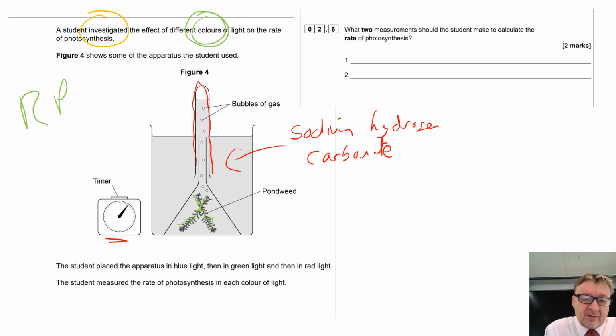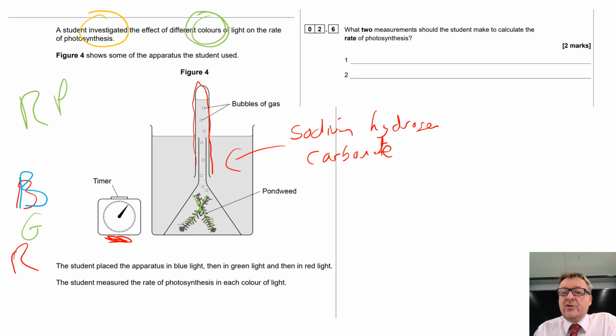And then they've got a little picture of a timer. How interesting. The student placed the apparatus in blue light. Oh, then green light, and then red light. The student measured the rate of photosynthesis in each light colour. What two measurements should the student make to calculate the rate?